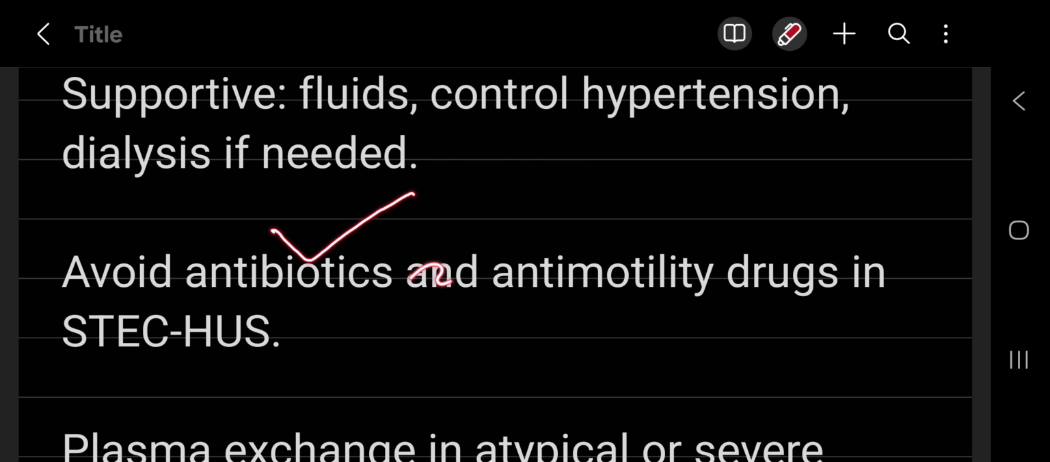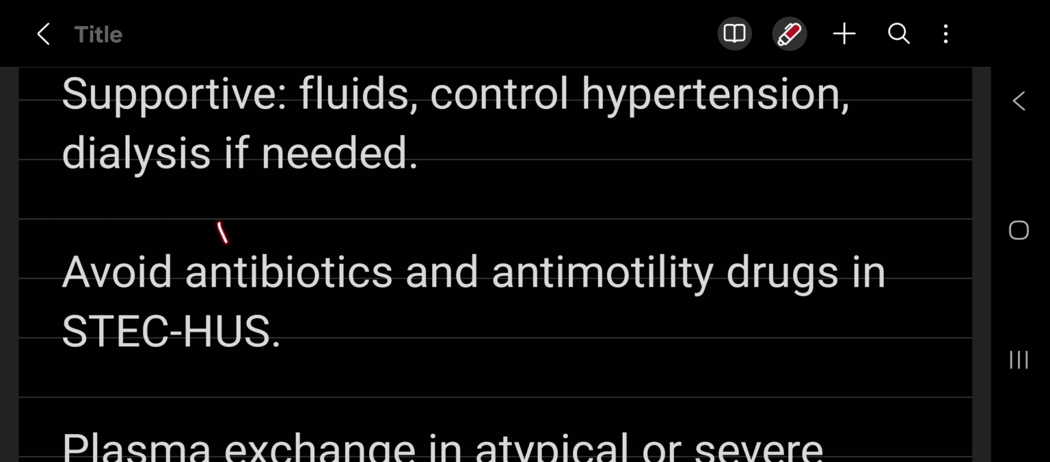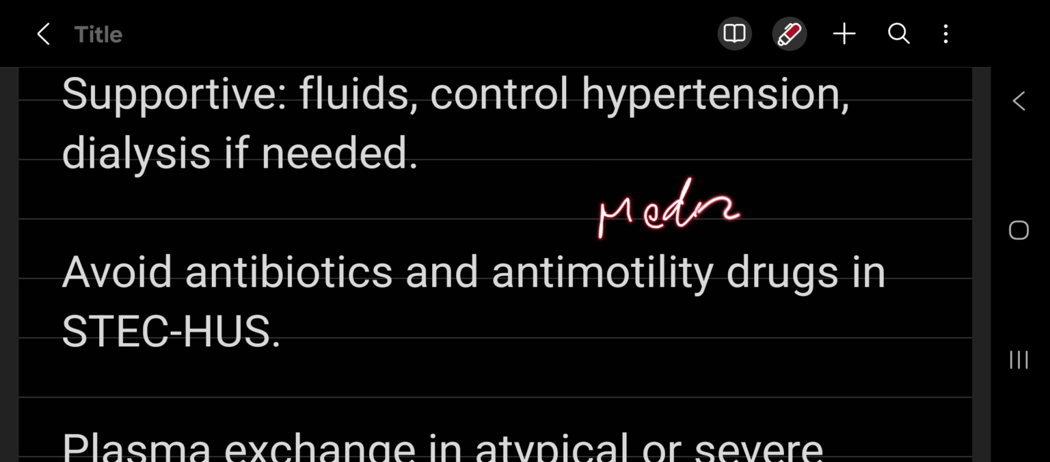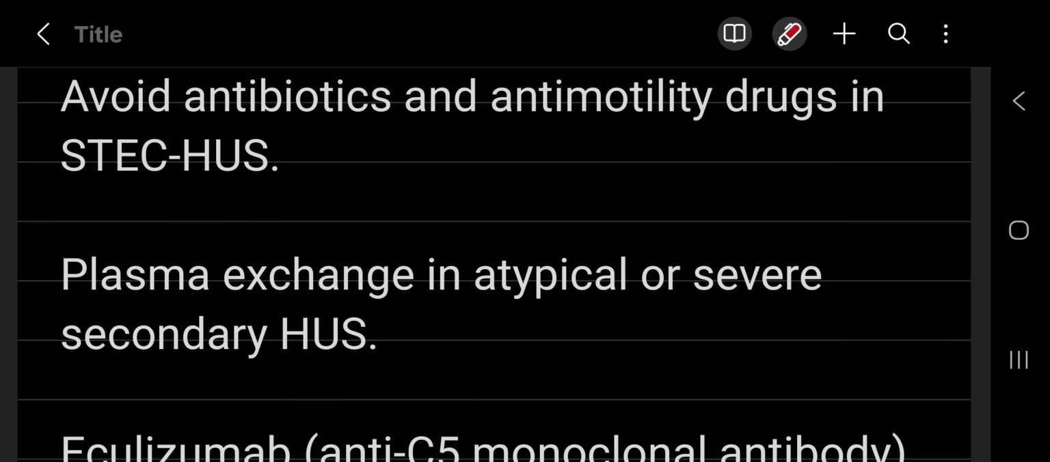You should avoid antibiotics, whether it is E. coli O157H7, because these antibiotics actually worsen the hemolytic uremic syndrome, and also antimotility drugs should be avoided because you are giving a medium for bacteria to grow. So antimotility drugs are also stopped.